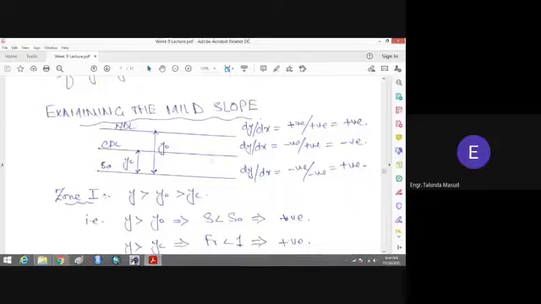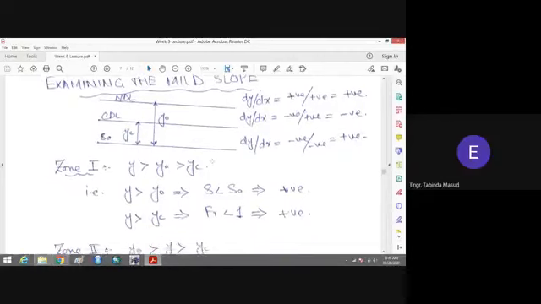What's the value of dy by dx, whether we are going to get a positive value or a negative value? I have already told you that for the numerator of the equation, you have to compare y and y naught, and for the denominator, you have to compare y and yc. So first of all, we'll compare y and y naught. Y is greater than y naught, and thus according to the Manning equation, s is less than s naught, and thus we are going to get a positive value.